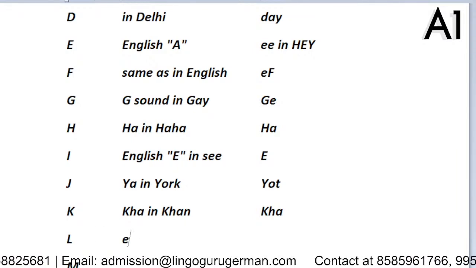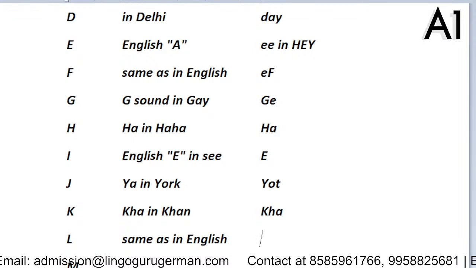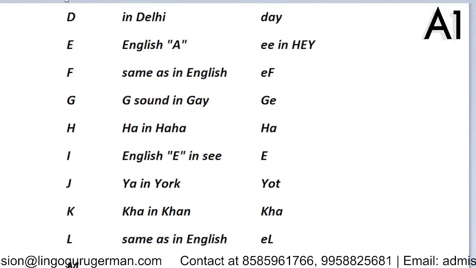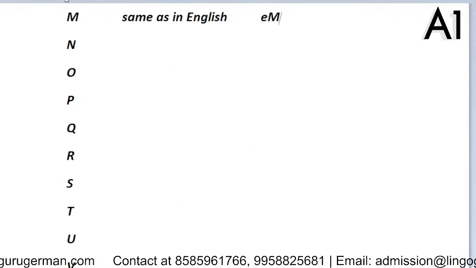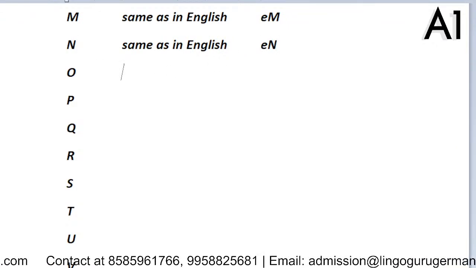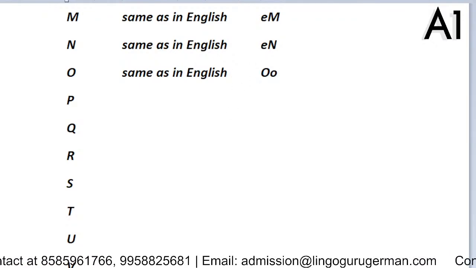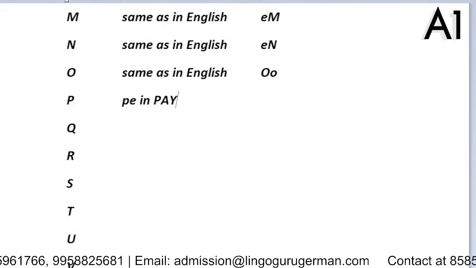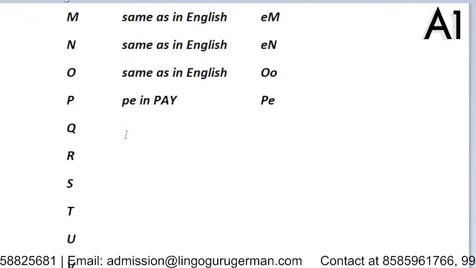Then we have L, same as in English. M is also the same as in English. N is also the same as in English. This is also my fourth vowel, O, same as in English. Now this one, pay, as in pay. That sound.